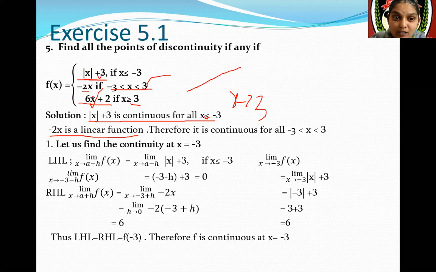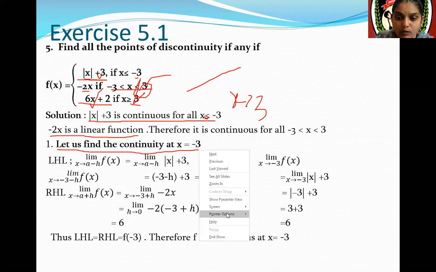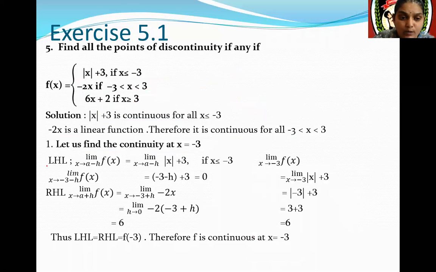But these three functions may have a join or a break at two points. One point is at x equal to minus 3 and another point is at x equal to 3. Okay, now let me find the continuity at x equal to minus 3. As usual, I define the left-hand limit: limit of f of x as x tends to a minus h. What is our a here? Minus 3. So, x tends to minus 3 minus h.